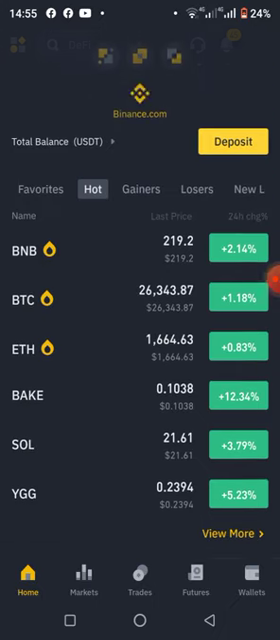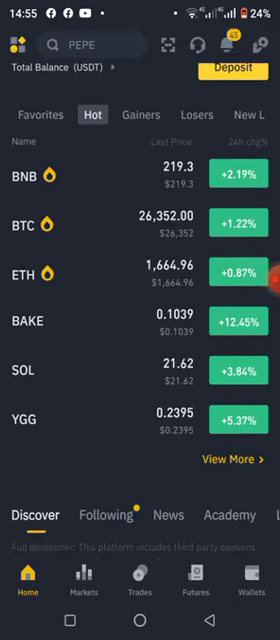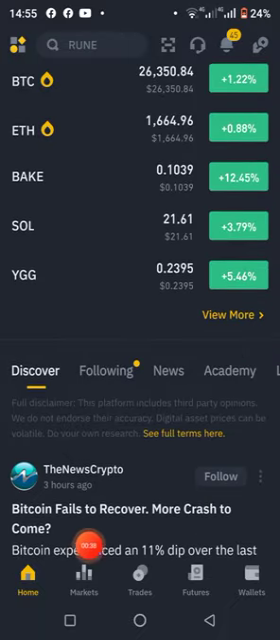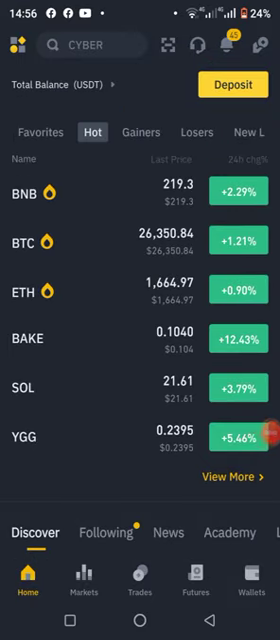So this is my Binance account now. You can see it is still loading. The network is a bit slow. So this is the home. Then the first thing to do, we'll come to trade.